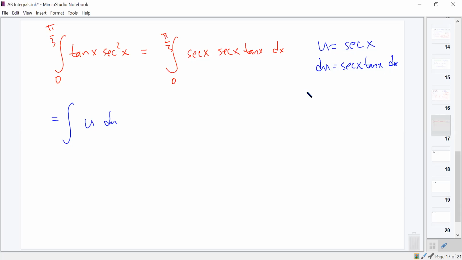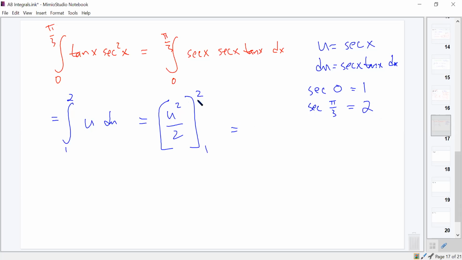If x was 0, what's the secant of 0? 1. And what's the secant of pi over 3? 2, right? The cosine of pi over 3 is a half, so 1 over a half is 2. So this looks like the same integral, except different limits. Well, u squared over 2 from 1 to 2 is 2 squared, which is 4, over 2 minus a half, which is 3 halves.